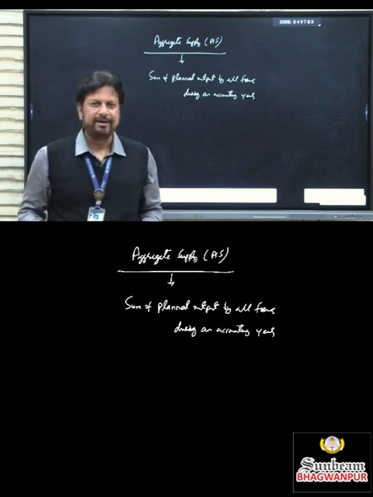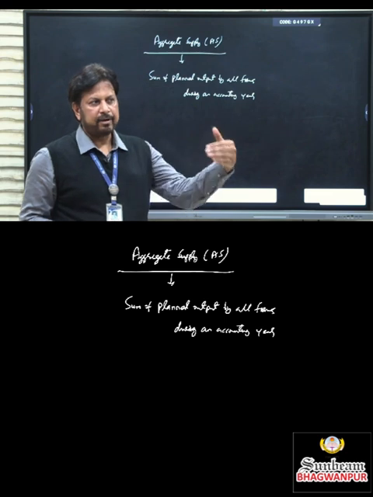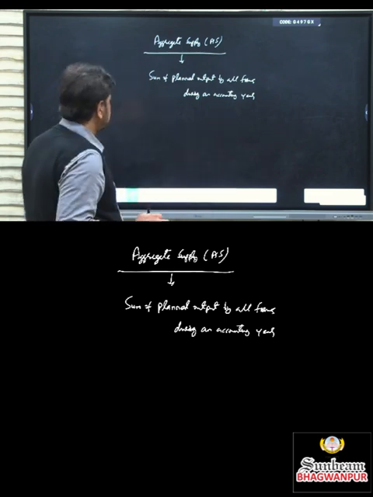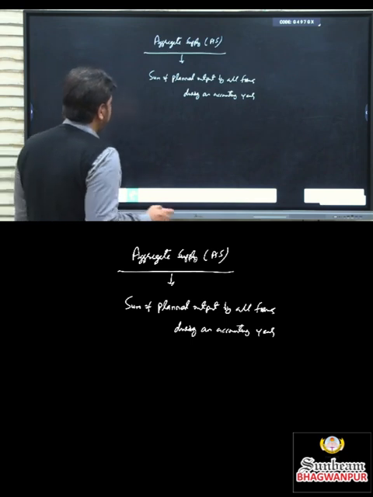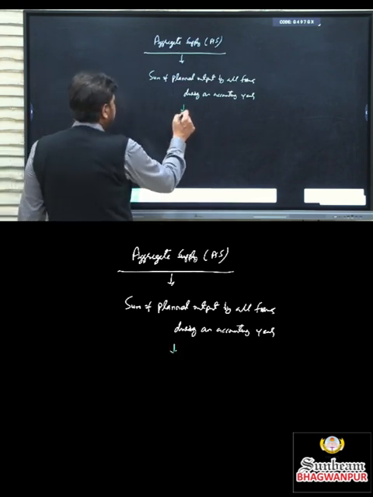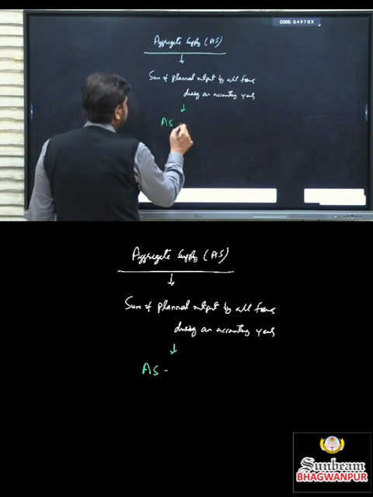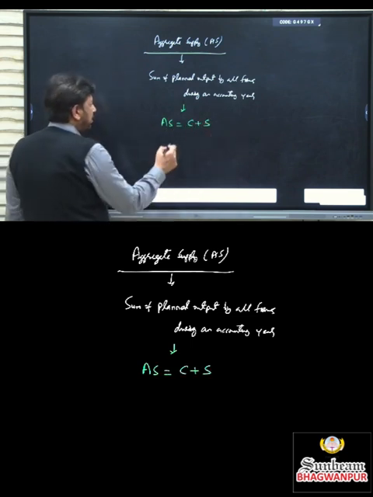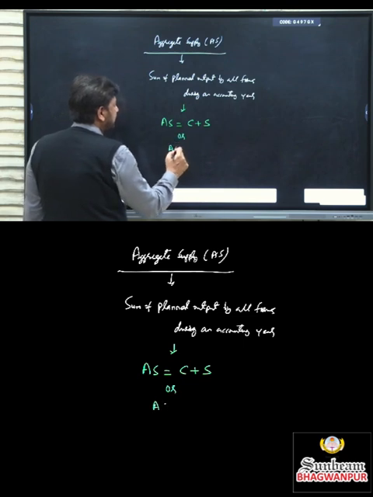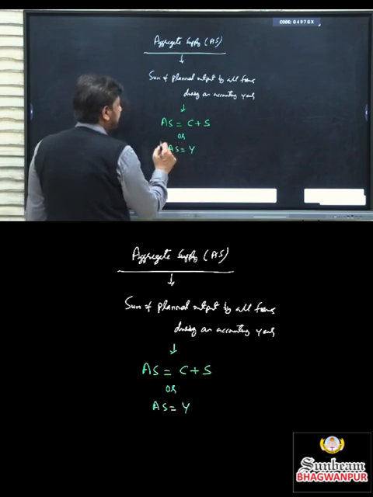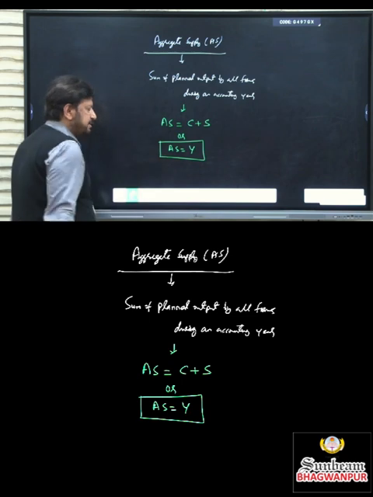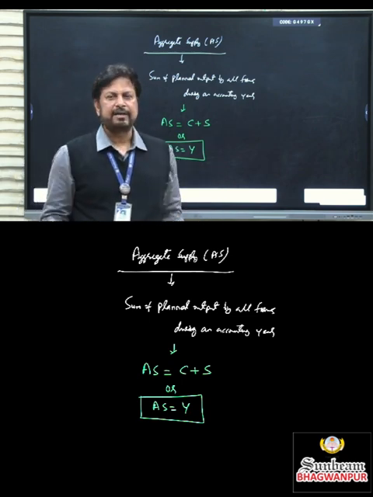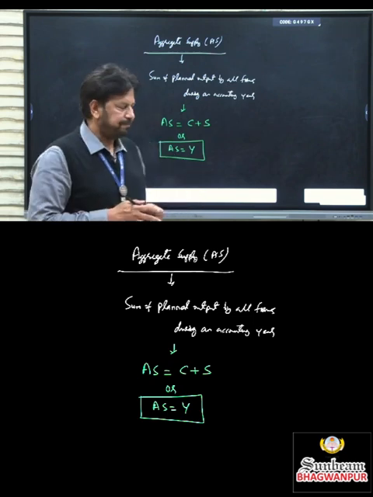सारे firms मिलके जितना प्लान करें कि पर्टिकुलर ईयर में वो कितना गुड्स एंड सर्विसेज को प्रोड्यूस करेंगे. That is what the sum of planned output by all the firms is, and aggregate supply is going to be consumption plus saving, and we all know that consumption plus saving is income. So AS is equal to income. The value of national income, the value of domestic income, is actually aggregate supply.